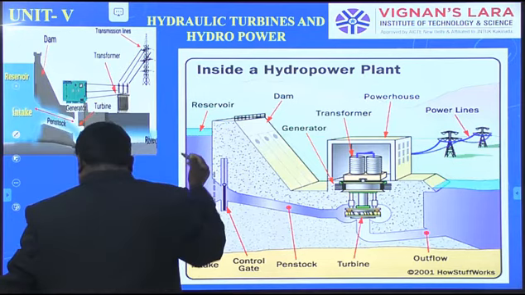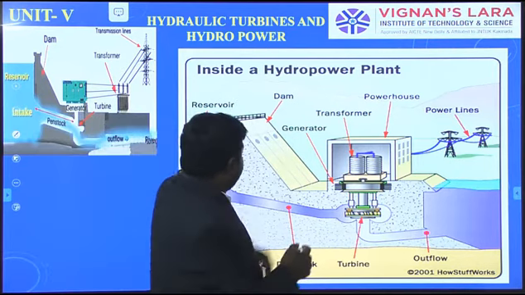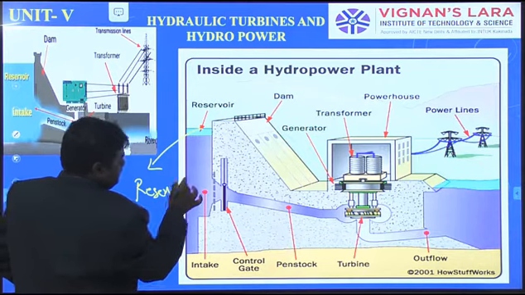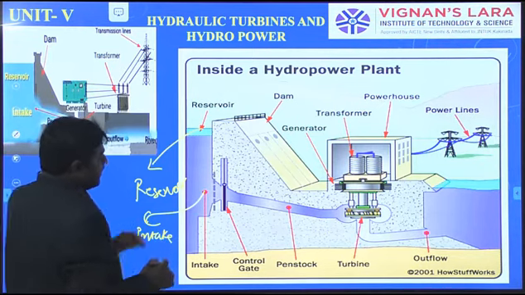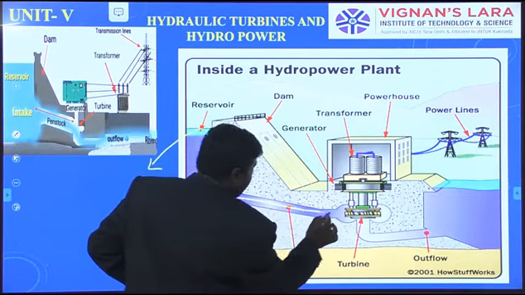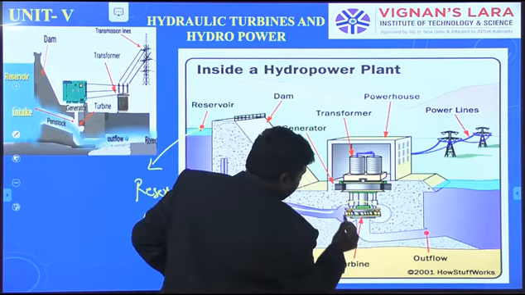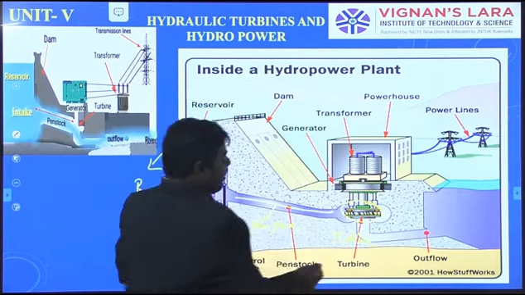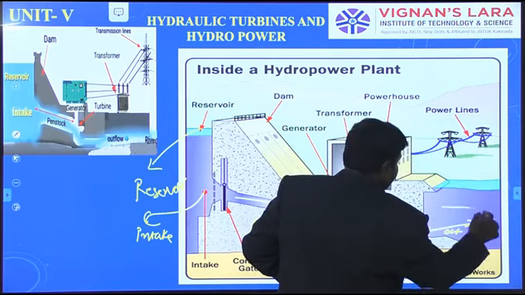This is the overall view of the inside of a hydro power plant. This is the intake, the main components. We are discussing the reservoir, the dam and the generator. This is the reservoir, and this is the intake water. This is the control gate to control the high-speed water. Then this is the penstock. Then this is the turbine. Then the outflow goes to the river.